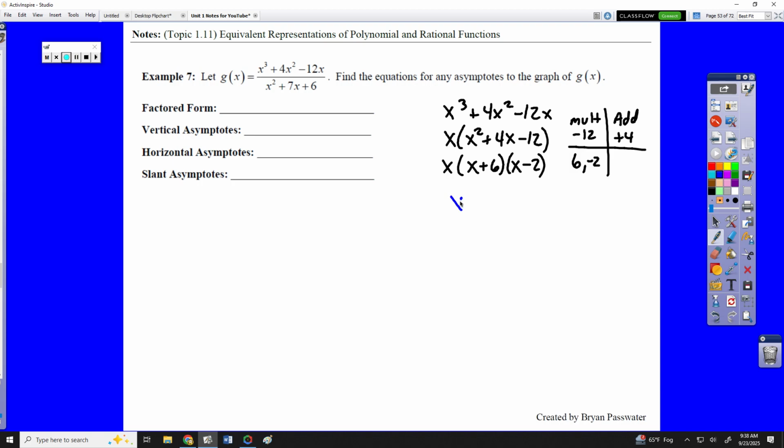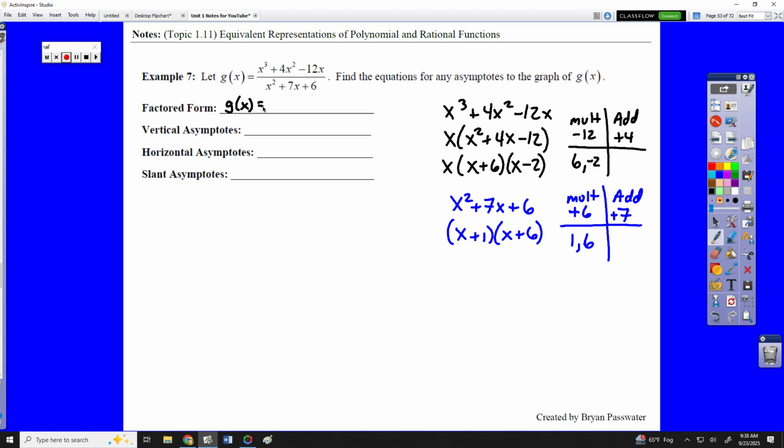Our denominator is x squared plus 7x plus 6. That is basic trinomial factoring. We're looking for a pair of numbers that multiplies to 6 and adds to positive 7. That would be 1 and 6. So that factors into x plus 1 and x plus 6. So the factored form of g of x is x times x plus 6 times x minus 2 over x plus 1 times x plus 6.